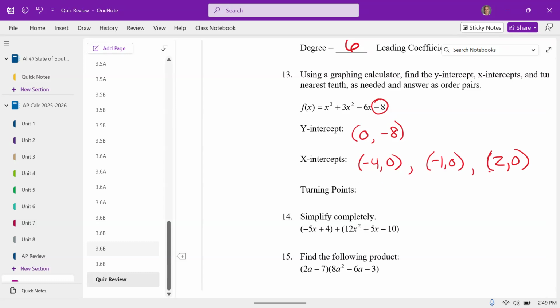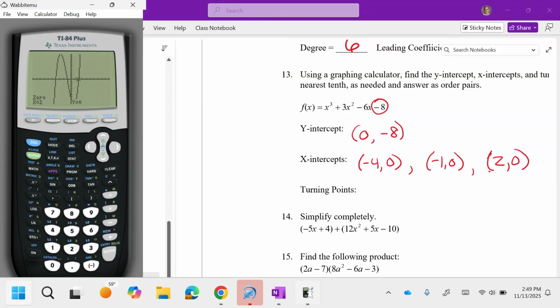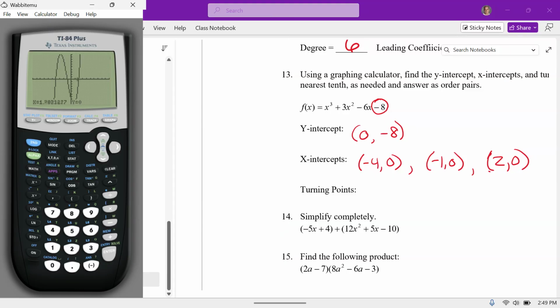The turning points. Where does it turn around? Well, that's at the maximum or minimum. So, again, we are going to go to the left. So, second trace. I want to find the maximum, number 4. That max is over on the left-hand side. So, find out where the maximum is. I'm going to be to the left of the maximum, hit enter. Then go to the right of the maximum, hit enter, and hit enter again. So that's at negative 2.7 and 10.4.